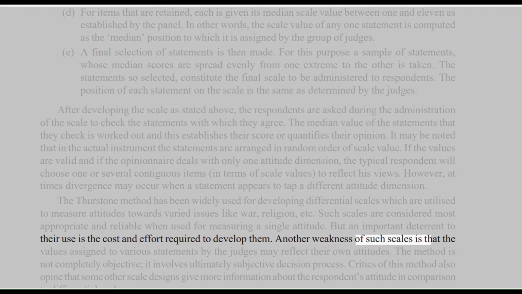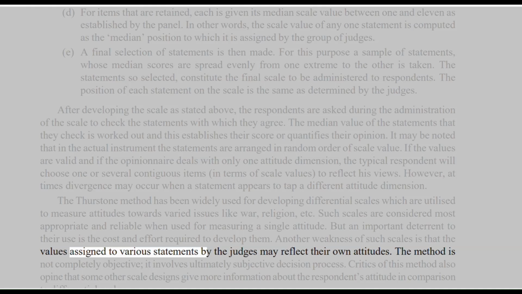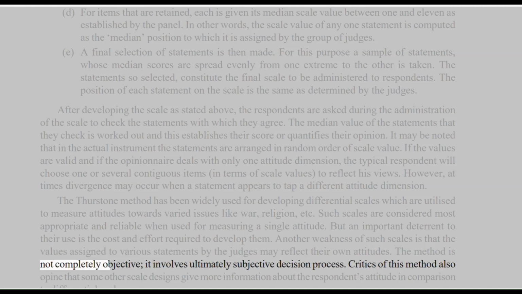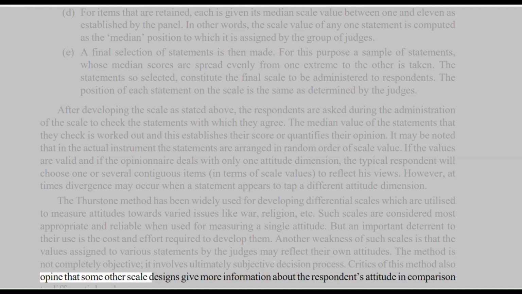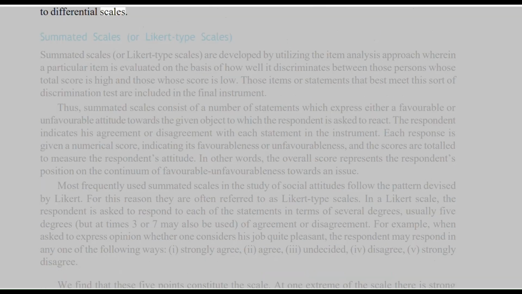Another weakness of such scales is that the values assigned to various statements by the judges may reflect their own attitudes. The method is not completely objective; it involves ultimately a subjective decision process. Critics of this method also opine that some other scale designs give more information about the respondent's attitude in comparison to differential scales. Summated scales or Likert type scales.